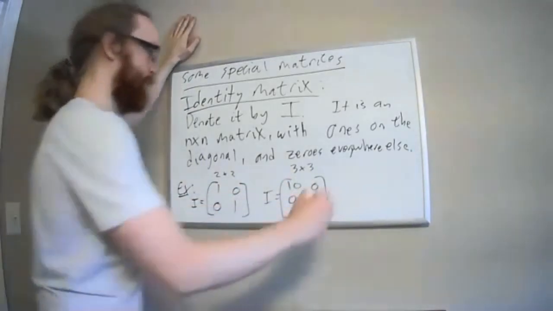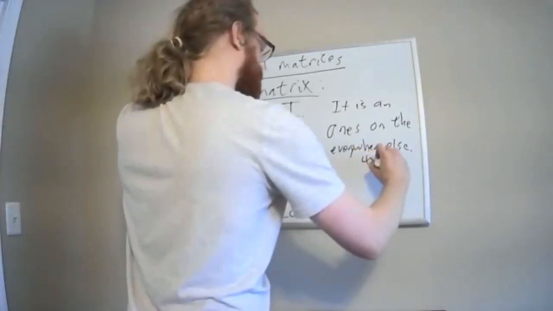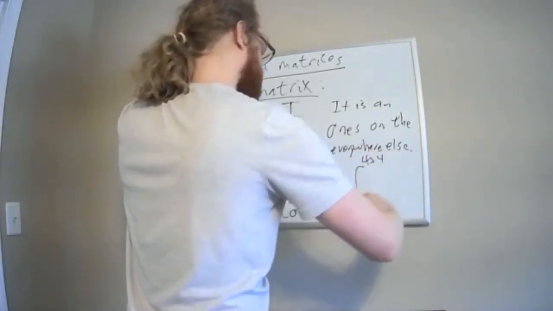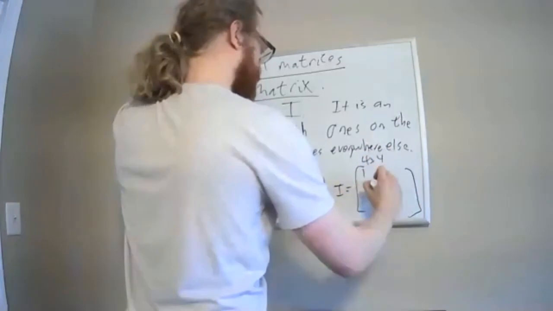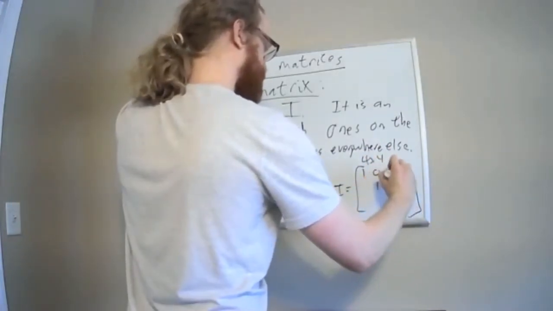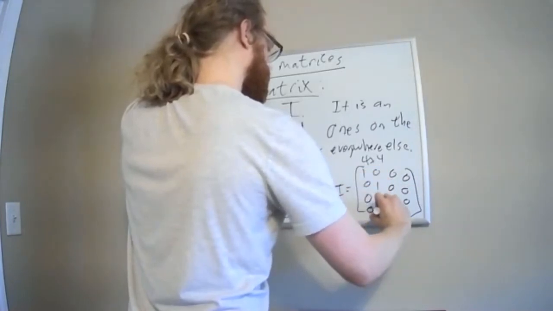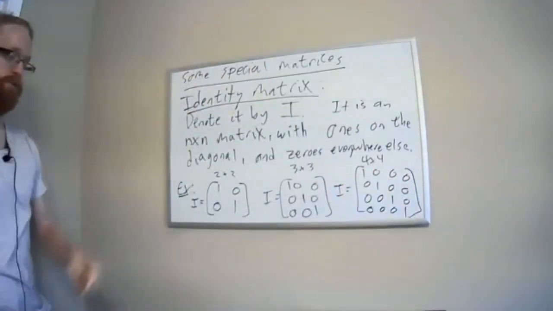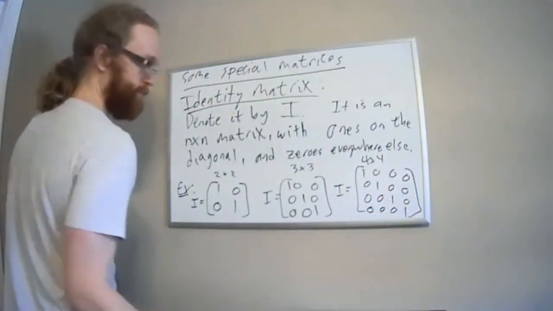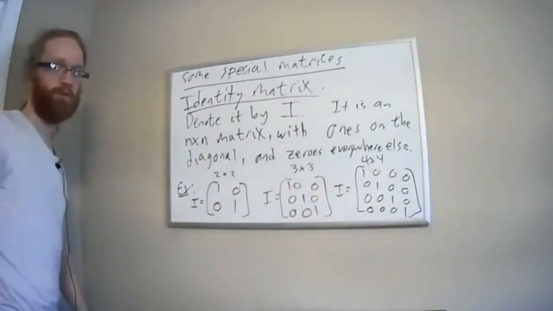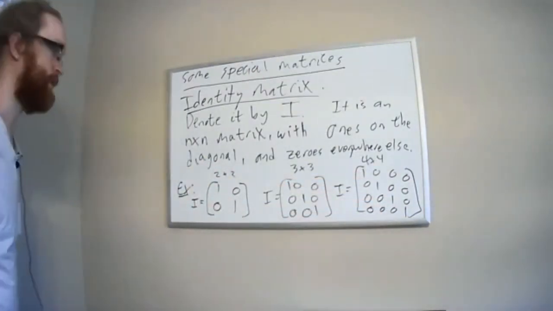Maybe for fun, one more. I'll do the 4 by 4. And I'm not going to do any more because I'll run out of room. All right, there's the 4 by 4 identity matrix. Just so you see what these look like. Again, ones going down the diagonal, everything else is 0. Okay.